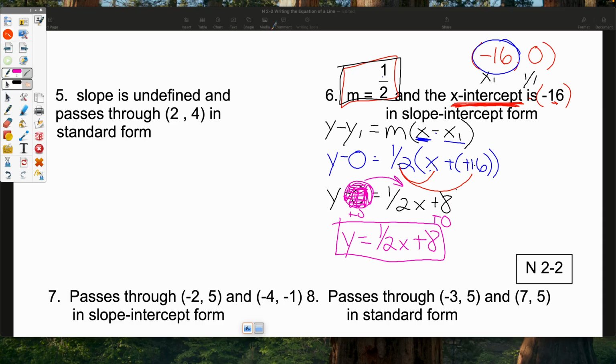This form right here is called what? Point slope form. Okay, point slope form.